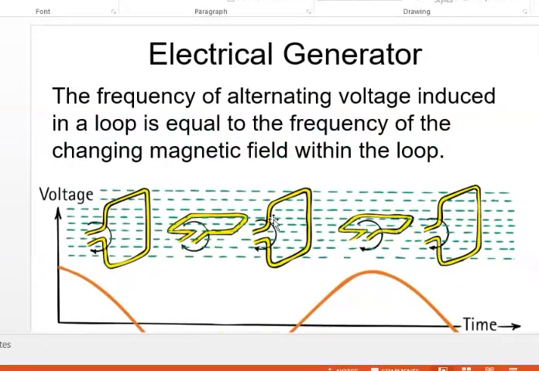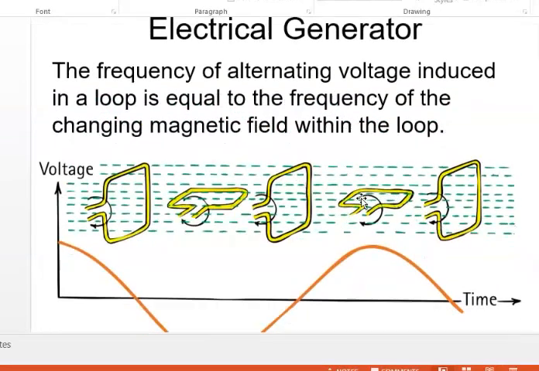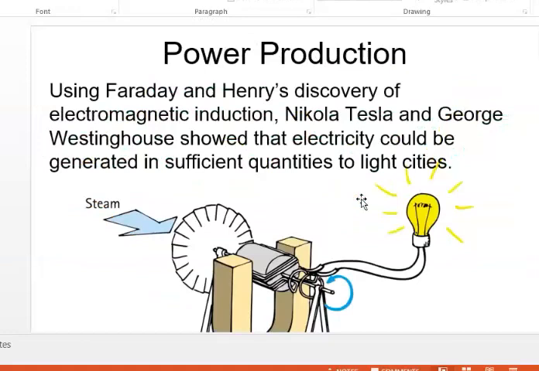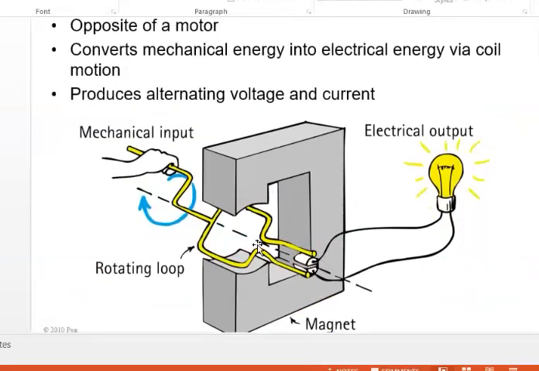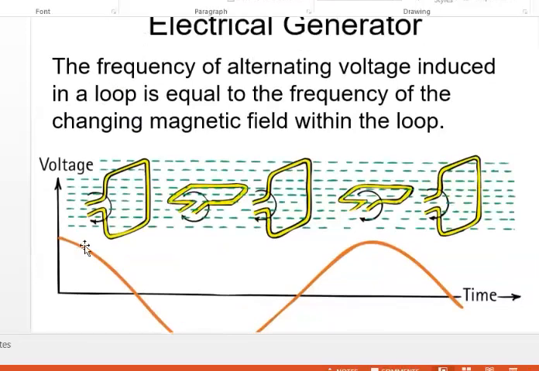So you see here the coil will have various positions. When it rotates we can take four positions: when it is flat, when it is vertical. So now try to understand.